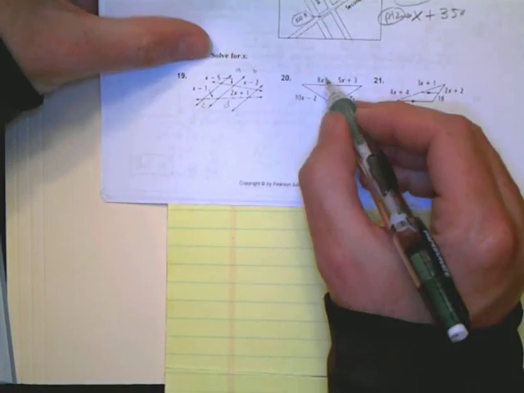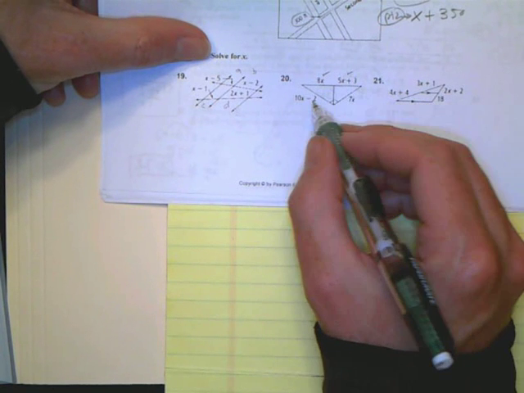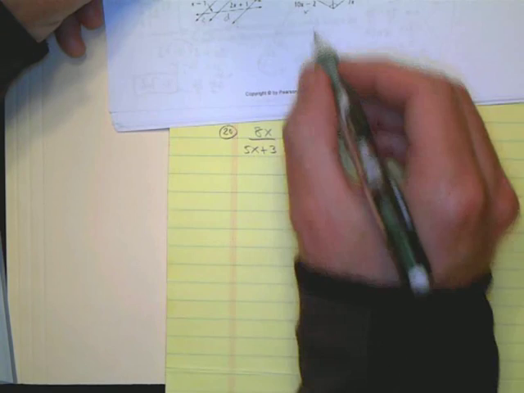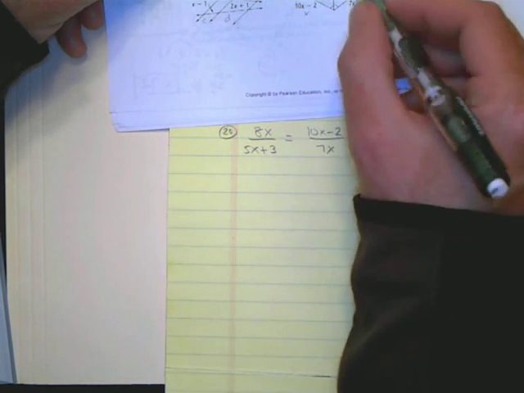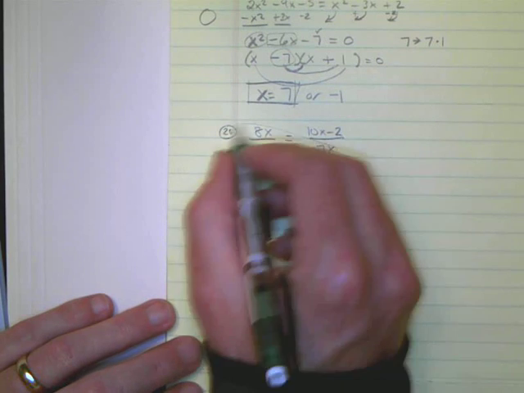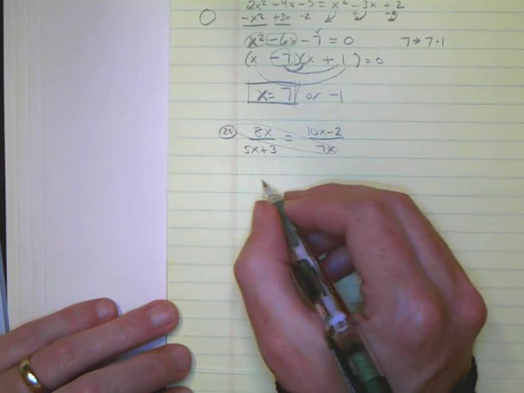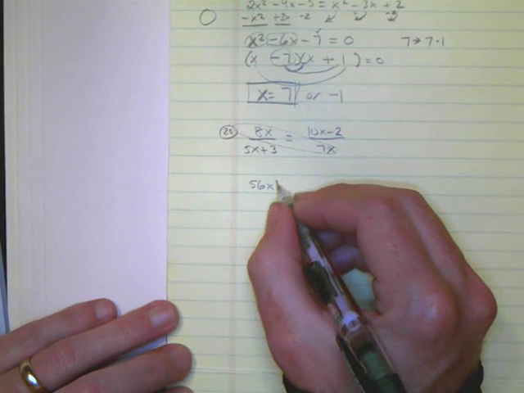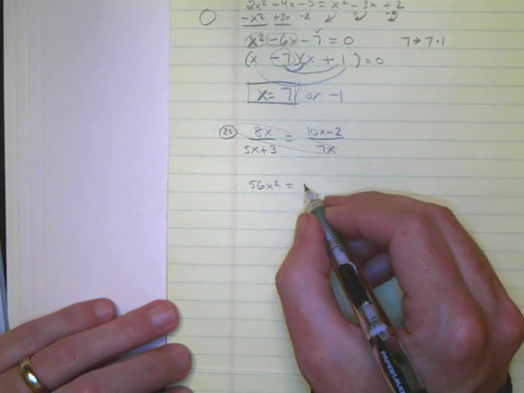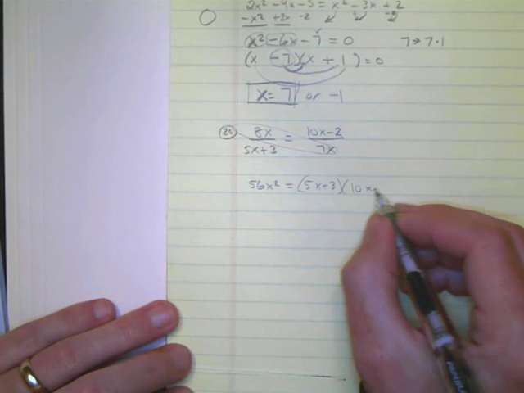I did this one, 8x, over that one, equal to this one over that one. Made sure I matched top, bottom, top, bottom. Again, you're going to multiply this out, cross multiply. 7x times 8x is 56x squared, and that's going to equal 5x plus 3 times 10x minus 2.